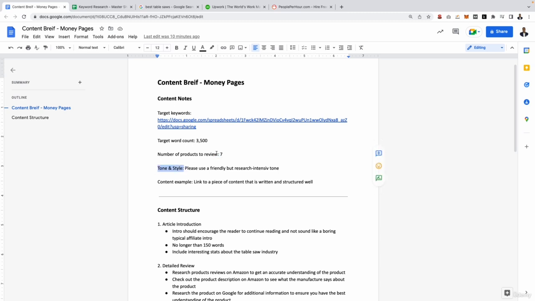Then you also want to move on to the tone and style. This is really important, as if you don't give them any guidance, they will literally just write the content how they think is best. I always go with a tone of style of use a friendly but well-researched intensive tone. It's actually quite crazy. I've just realized the letter E is missing off intensive, and no writer has ever highlighted that to me.